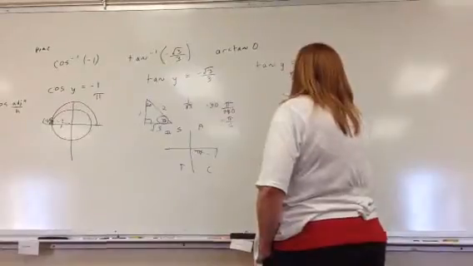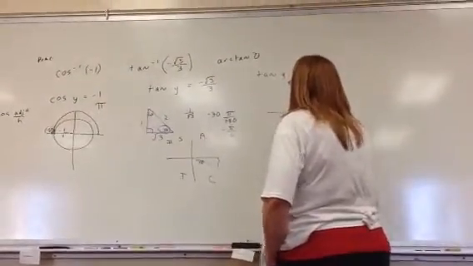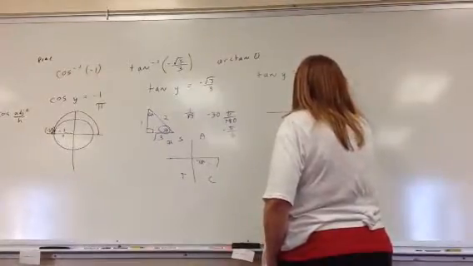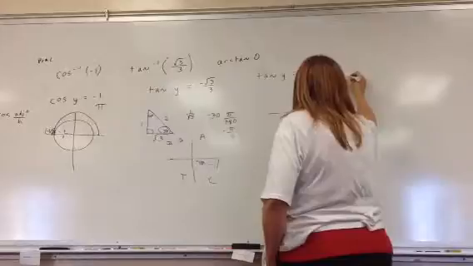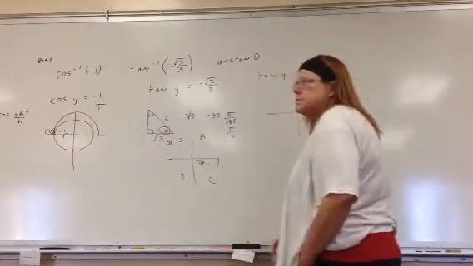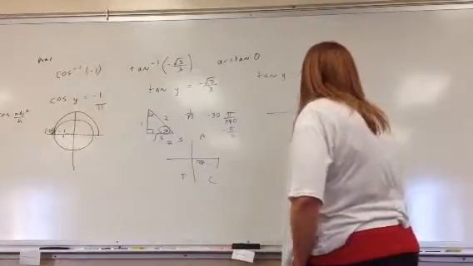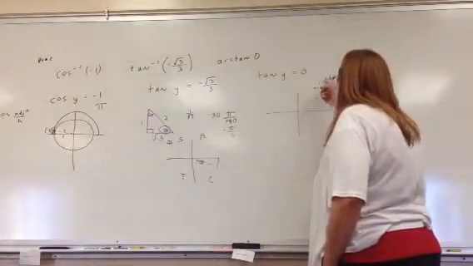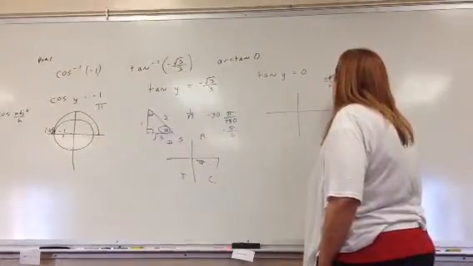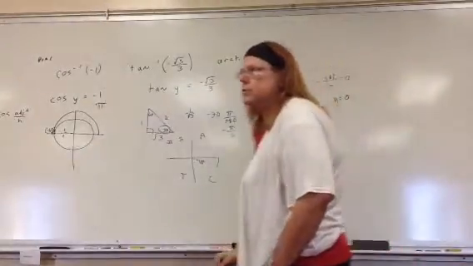The tan of y equals 0. So this is saying that my adjacent over my hypotenuse has to equal 0. Well, how's the only way that's going to happen? The adjacent 0. Y has to equal 0.